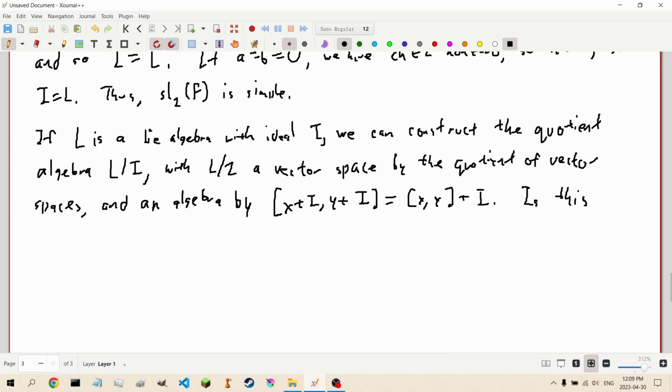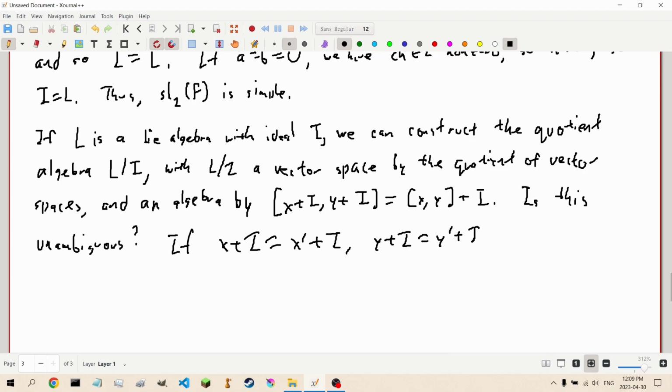is this unambiguous? Because we need to make sure that the bracket works the same across any representative of the equivalence class. So if we have that x plus I equals x prime plus I, and y plus I equals y prime plus I, these are two different representatives essentially from the same class.